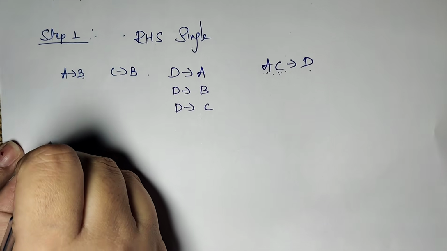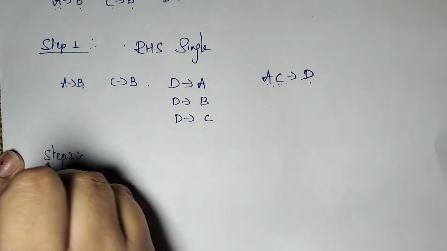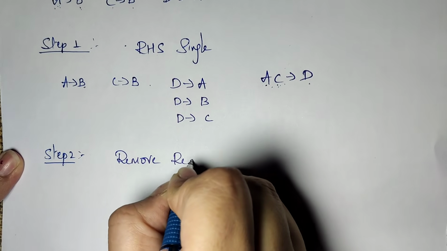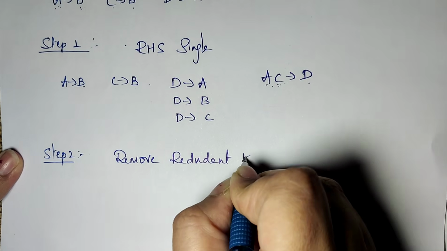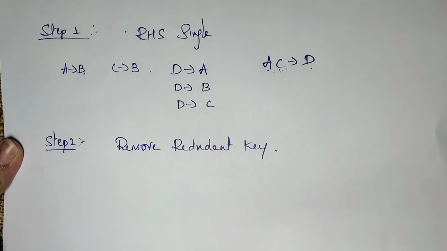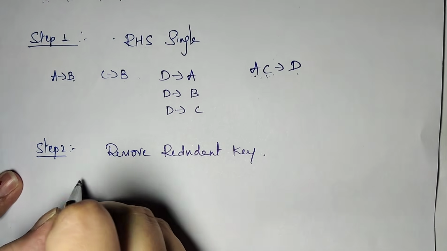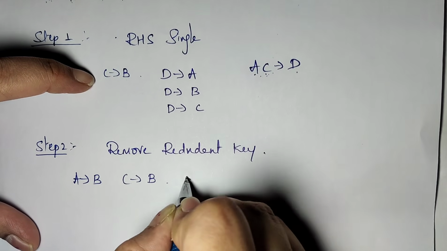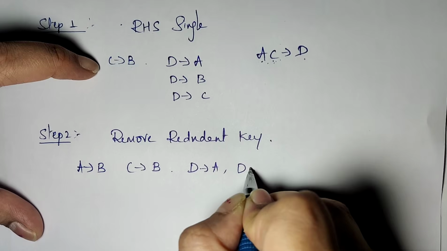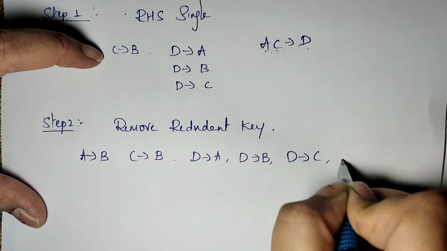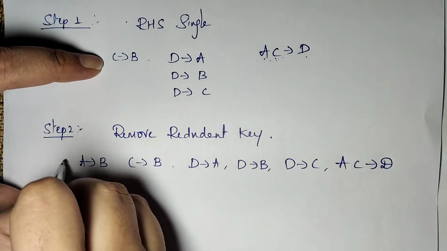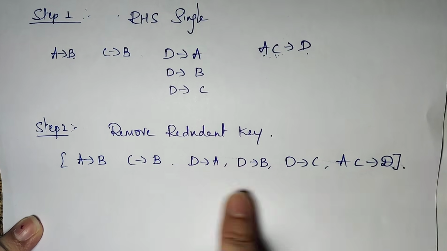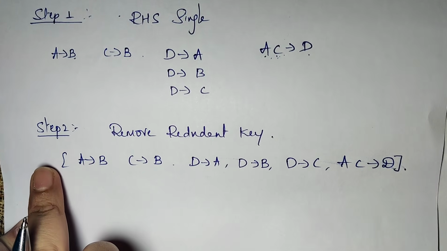Next, step 2 is remove redundant keys. So here we have A tends to B, C tends to B, D tends to A, D tends to B, D tends to C, as well as AC determines D. This is your final attribute list, so for these dependencies we need to remove the redundant ones.